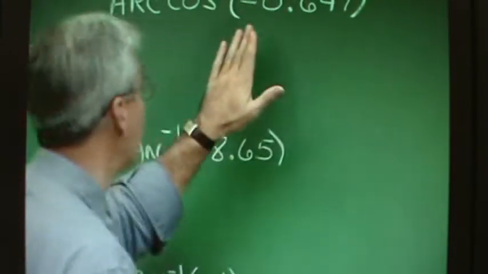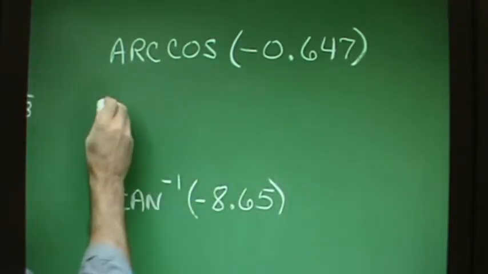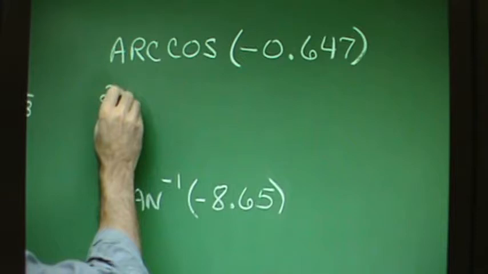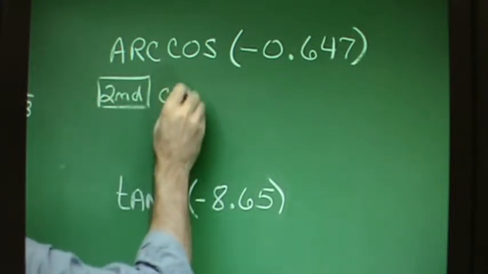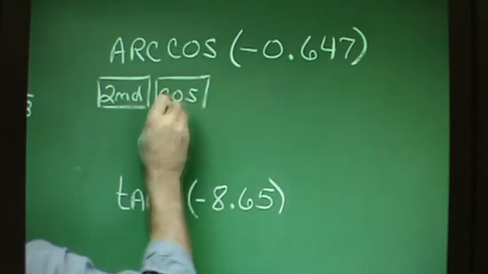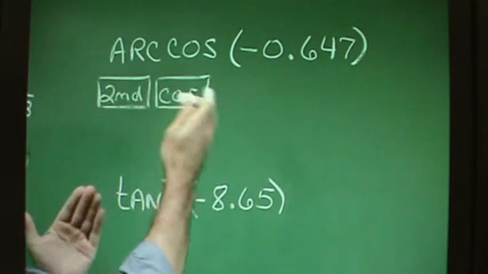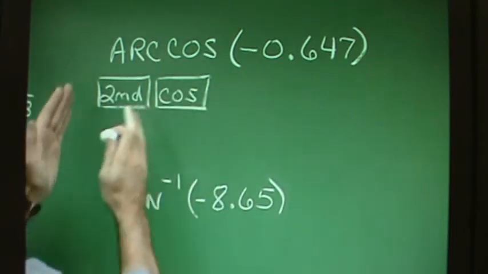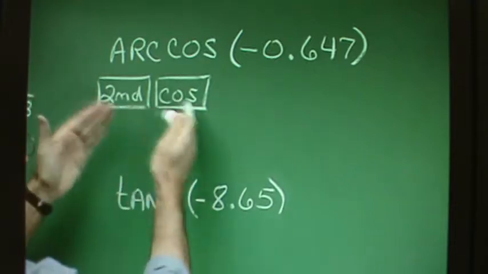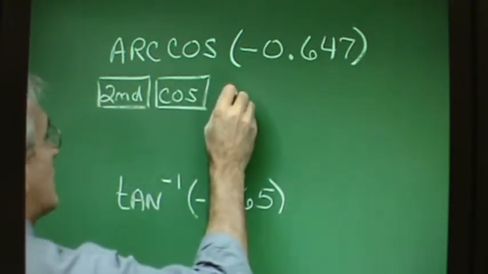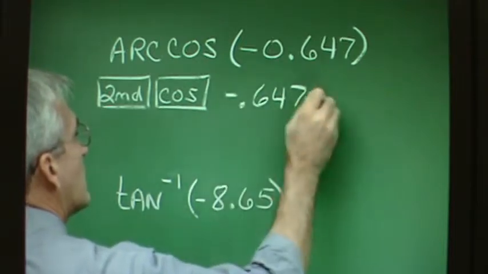Okay, because it's negative. Okay, now, to use the calculator, we do this. We press second, and then cosine. The second function on all of the trig functions are the inverses of them. So this is the inverse of the cosine. So it's like arc cosine or inverse cosine of, and then you just enter the number and press enter.